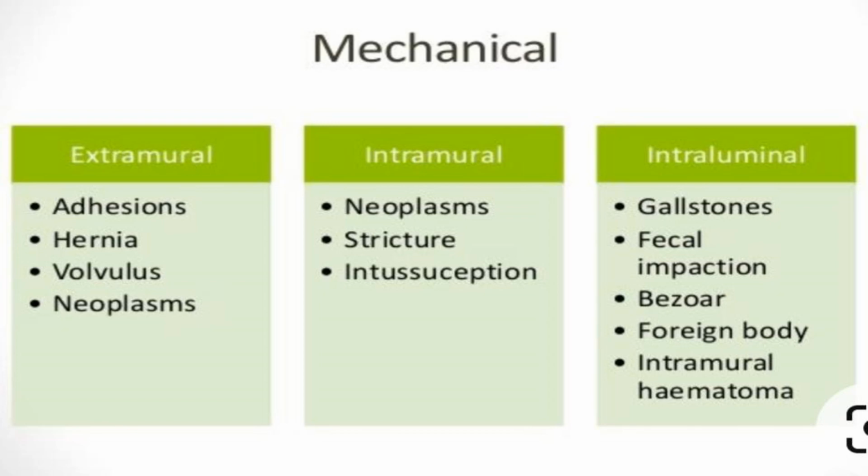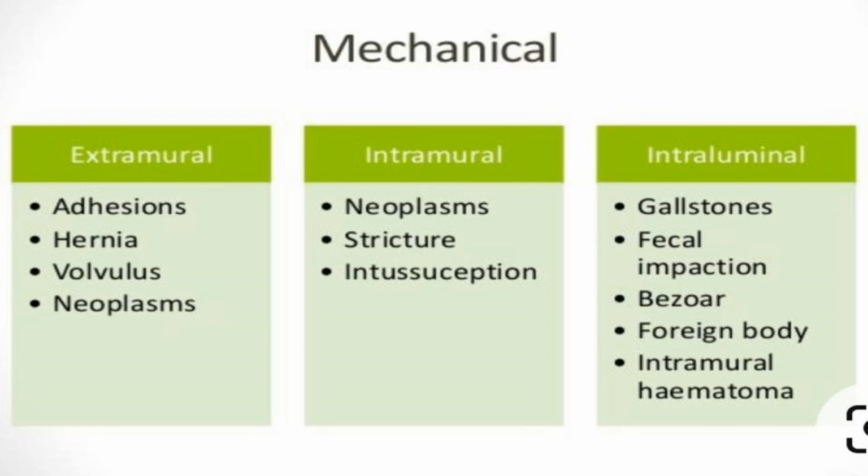Then the intramural causes include the neoplasm of the gut itself, including colorectal or any gut tumor. Then we have the strictures. Strictures are the narrowing of a portion of the bowel wall. Then intussusception. Intussusception is the invagination of one portion of the bowel into another one. It can be ileoileal or ileocolic, and usually it occurs in children. Then intraluminal causes, within the gut itself, in the lumen.